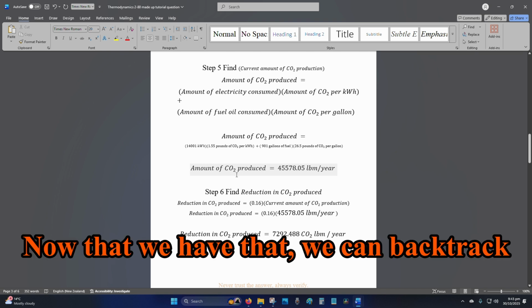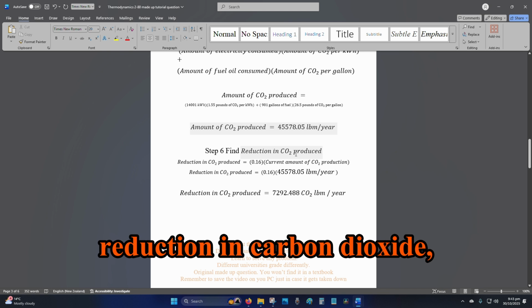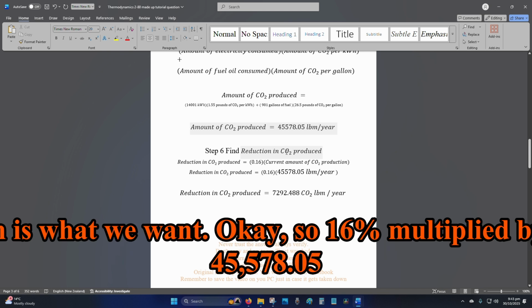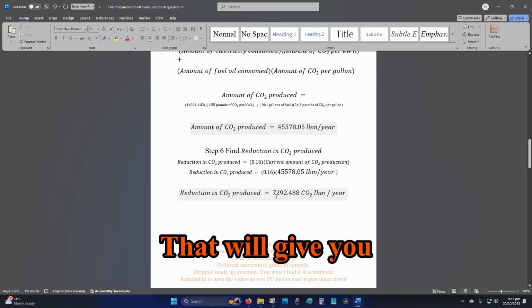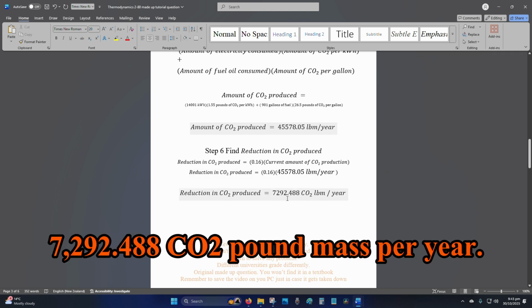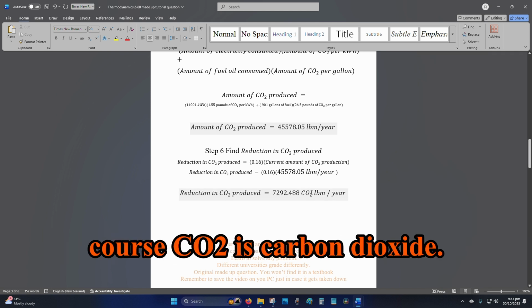Now that we have that, we can backtrack to step 6, find the reduction in carbon dioxide, which is what we want. Okay, so 16% multiplied by the 45,578.05 pound mass per year. That will give you 7,292.488 CO2 pound mass per year. So LBM represents pound mass. And of course, CO2 is carbon dioxide.